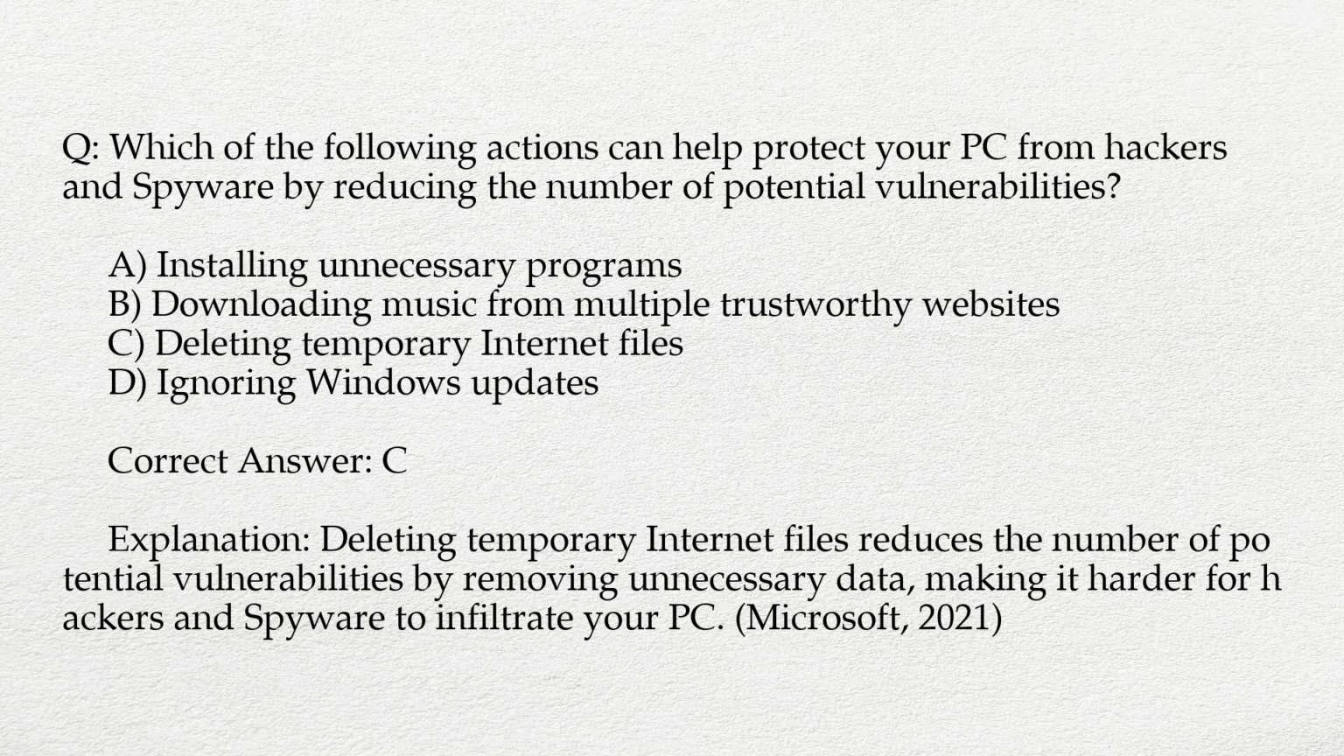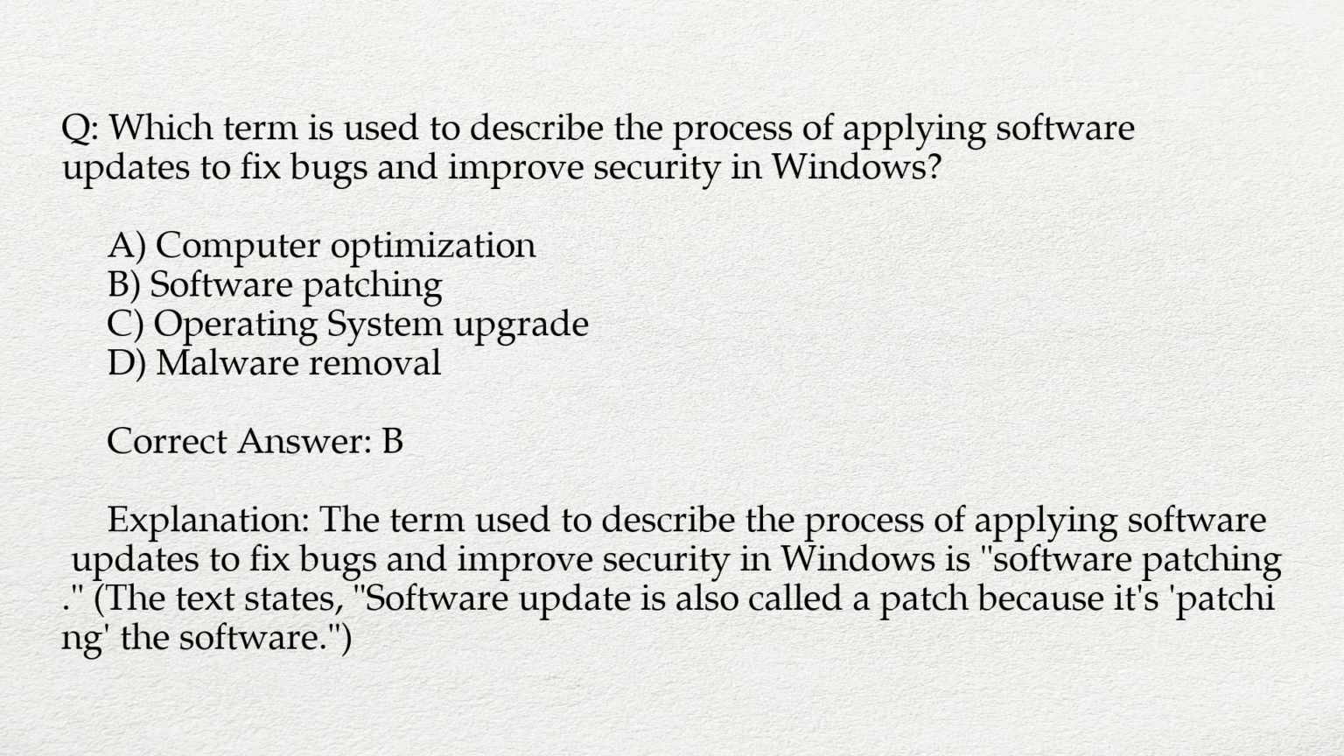Microsoft 2021. Q. Which term is used to describe the process of applying software updates to fix bugs and improve security in Windows? A. Computer optimization. B. Software patching. C. Operating system upgrade. D. Malware removal. Correct answer: B. Explanation: the term used to describe the process of applying software updates to fix bugs and improve security in Windows is software patching. The text states, software update is also called a patch because it's patching the software.